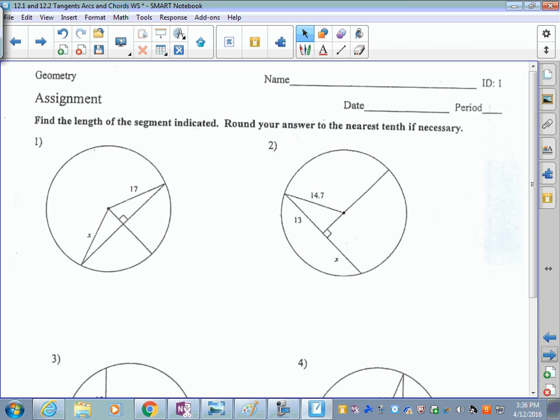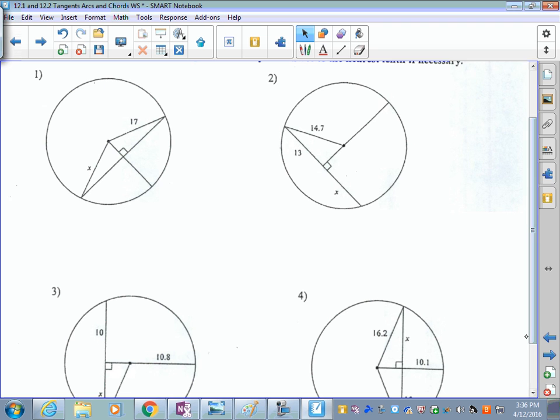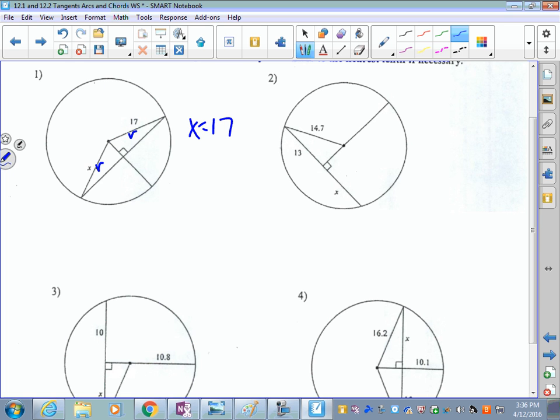Now, this next page, real simple. Let me show you something. Look at the first one. What do you think x is? 17. 17, we're done. No math. That's the radius? Yes, that's the radius. x is 17.